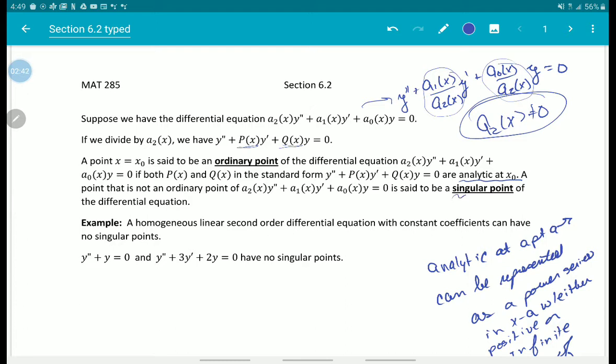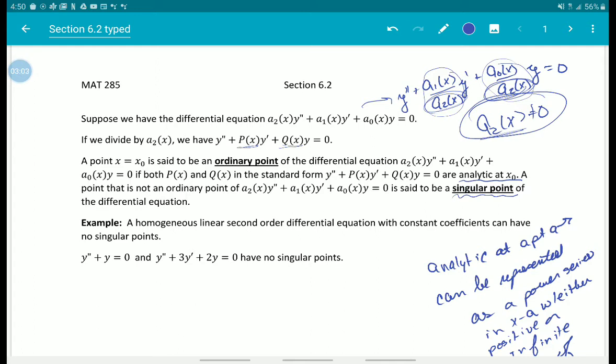Now, we have a singular point if it's not ordinary. What's going to happen with a singular point is we're going to have an issue because there's going to be a place where that denominator is equal to 0. And we know we can't divide by 0. So we'll see an example of that in just a few minutes.